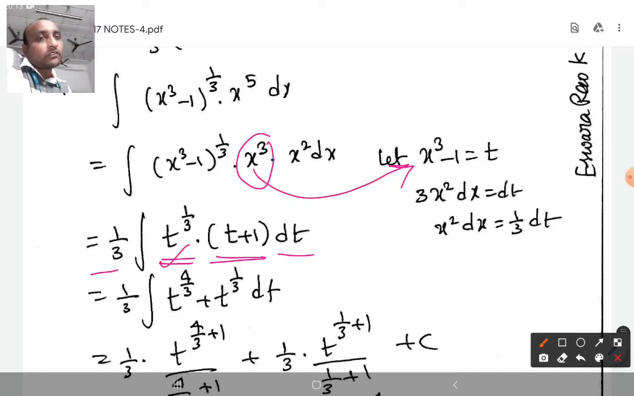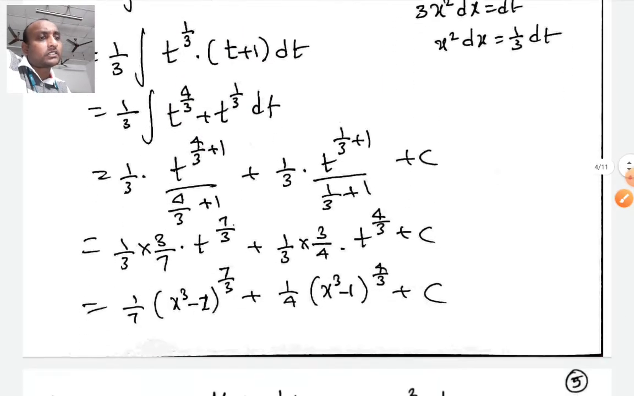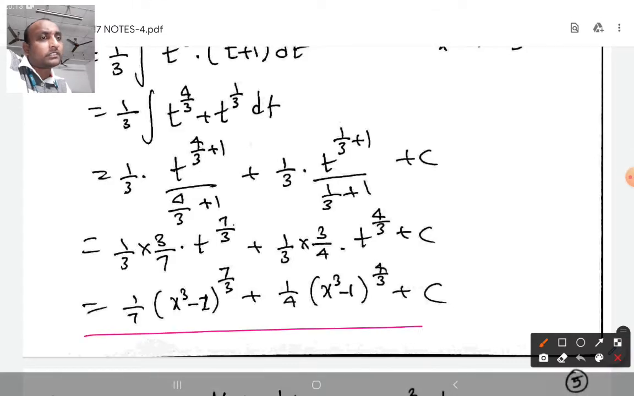So then if you multiply t power 1 by 3 with t plus 1, you get it in single exponent form. Again, which formula will you apply? Again you apply the x power n plus 1 by n plus 1 formula and do the simplification, you get the required answer, right? So if you are doing it parallelly, it is well and good.